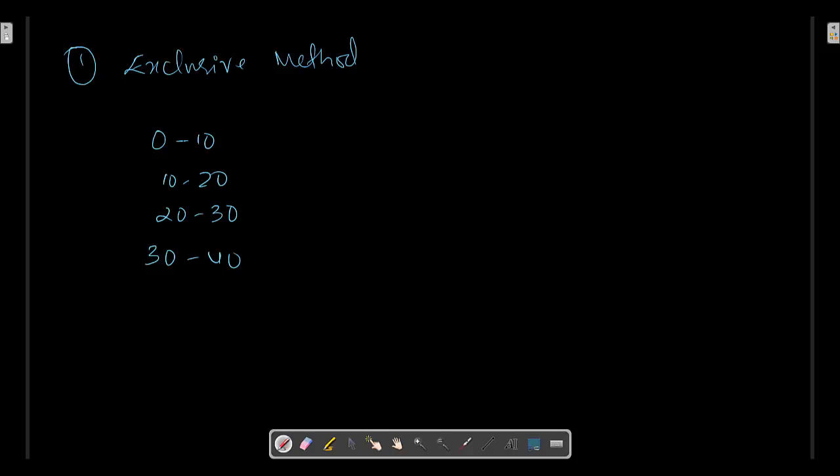So here you see 0 to 10, and this upper limit 10 has now become the lower limit of the succeeding class interval. So 0 to 10, 10 to 20, 20 to 30, 30 to 40, and it will go on like that. If the upper limit is repeating again in the lower limit, then you will know that it is the exclusive method. Okay. The other one is inclusive.